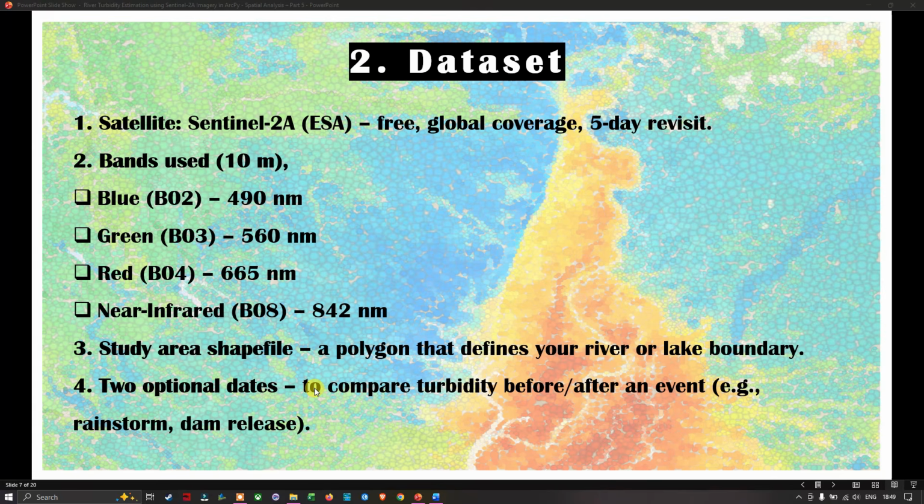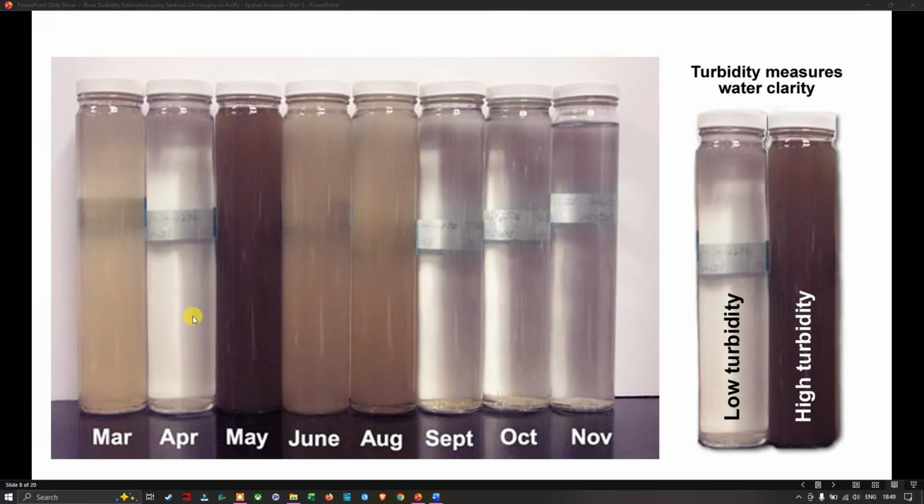And next, this is an image showing the level of turbidity during different months. You can see from this image, starting it has a moderate level of turbidity, and towards September, October, November, we have clear water. So this is a typical example of lower turbidity versus high turbidity. High turbidity has a high level of sediment load.